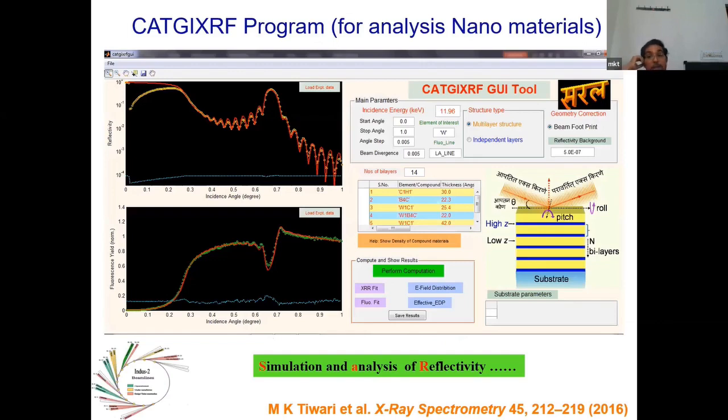For the simultaneous analysis, we have this program. In one window, you can load the experimental data, and then you can fit. Simultaneously, you see whether this fitting is good or that fitting is good. Whenever you have convergence, then you find that you have a good fit for the reflectivity as well as a good fit for the fluorescence profile. You can adjust the parameters and also provide the structure type. If it is a multilayer structure, then you can define a multilayer structure. If there are independent layers, then you can have different layers. Beam footprint you can also consider in the analysis.